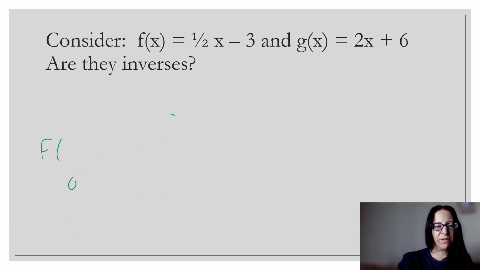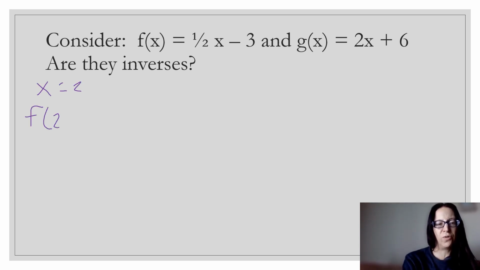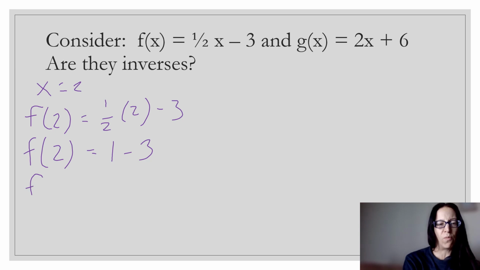And I think I'm actually going to do it 2 more times because there are a couple of things I want to point out. So looking for another value of x, I'm going to pick x equal to 2. We're going to take that 2 and plug it in. So here we go. 2 times 1/2 is 1, and then 1 minus 3 is negative 2. So when x is 2, y is negative 2.